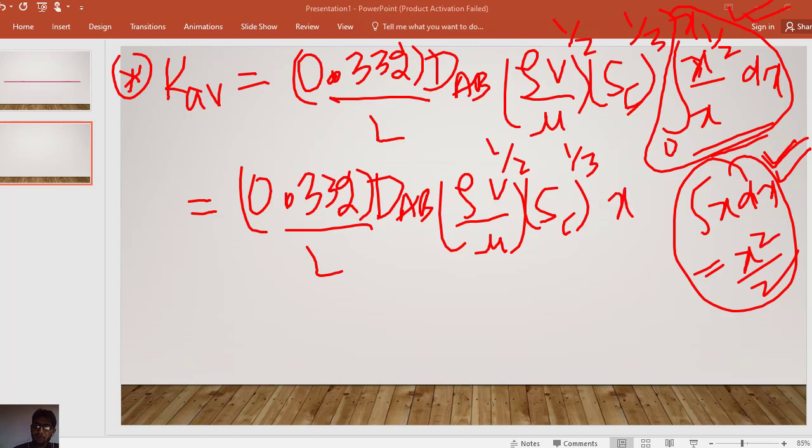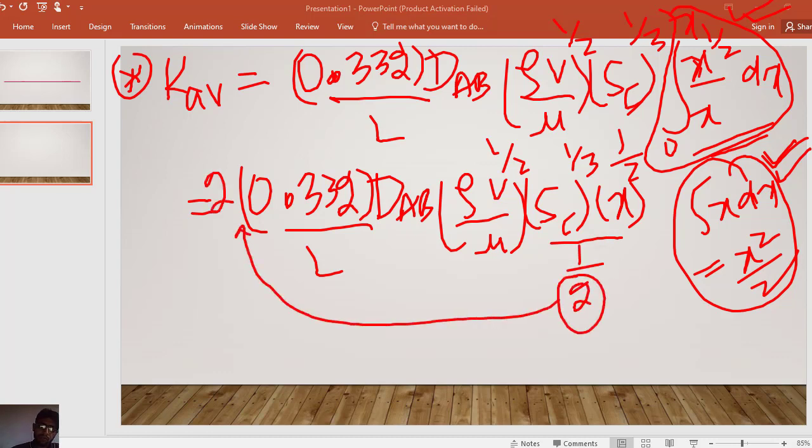x to the power 1 over 2 divided by 1 over 2. This 2 will come to the numerator and it will multiply with this number, so it will give us 0.664. So this is the average mass transfer coefficient.